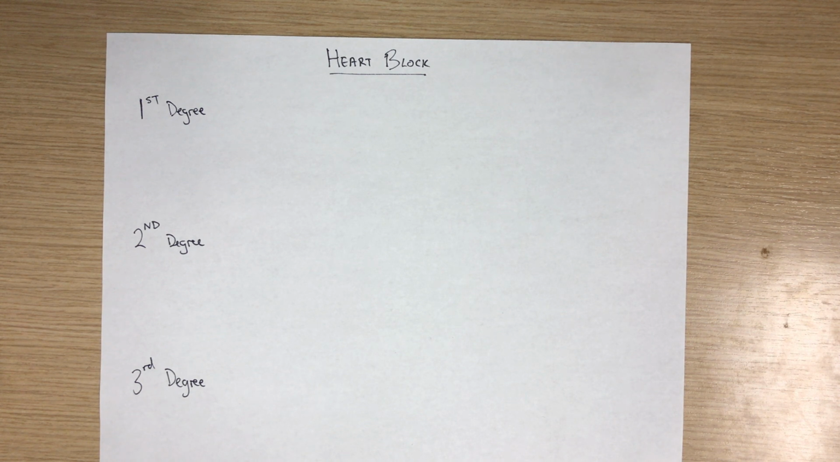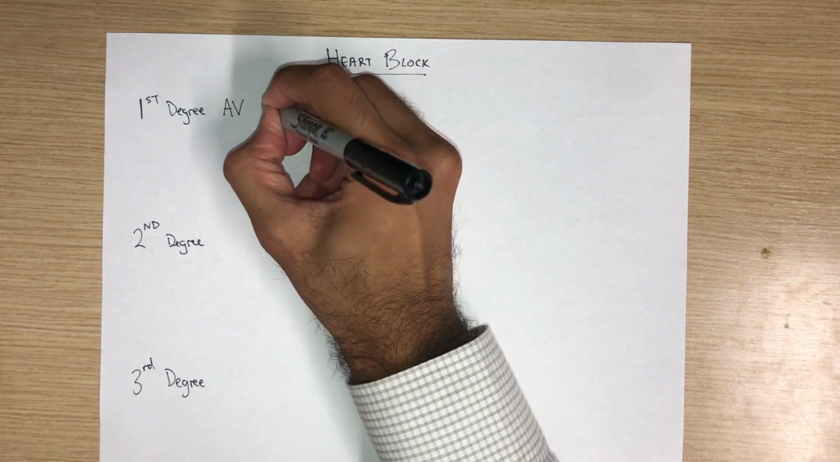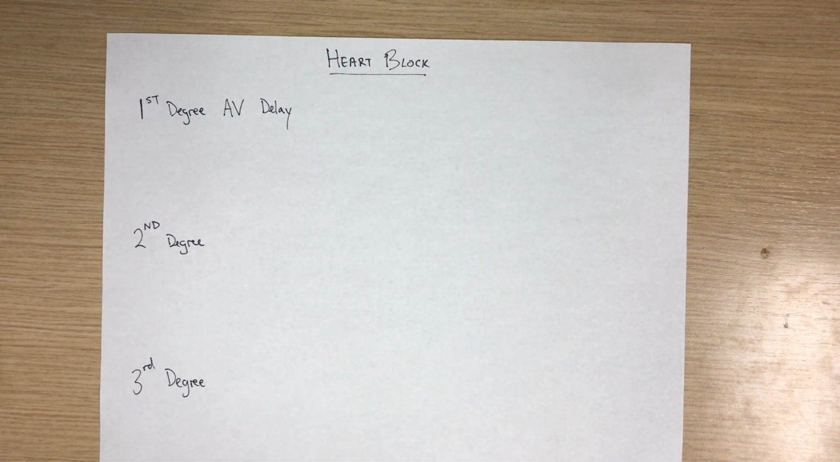First degree is probably the easiest one to start with. Some people will call this first degree AV block. I think a more accurate definition would be first degree AV delay. The reason I think delay is more accurate than block is because in this condition nothing is actually getting blocked, just the atrial impulse is getting a little bit slowed or delayed in order for it to get to the ventricle. On an ECG, this looks like a prolonged PR interval, but otherwise nothing is getting dropped, all the P waves are being conducted.